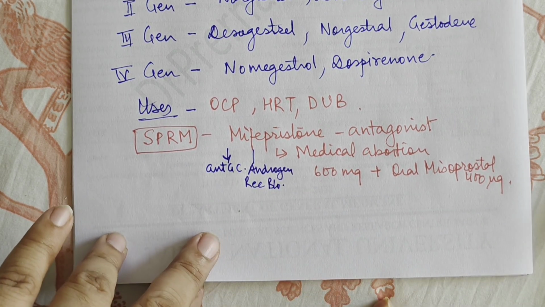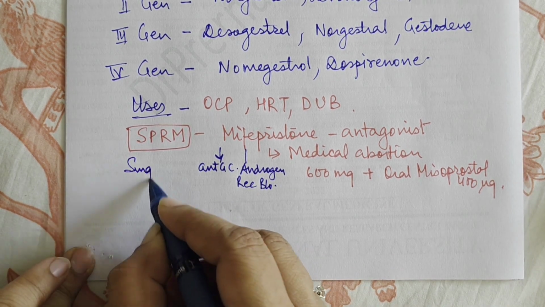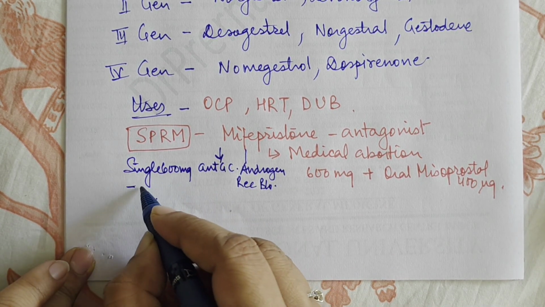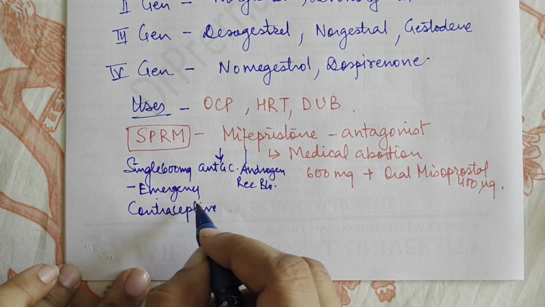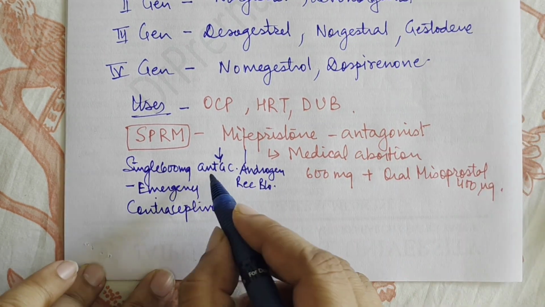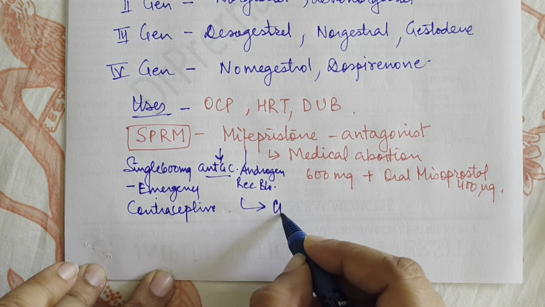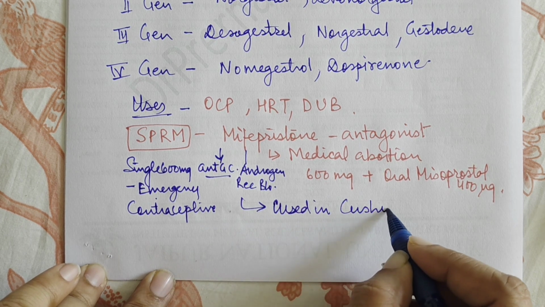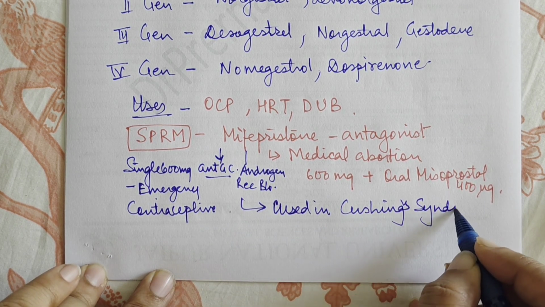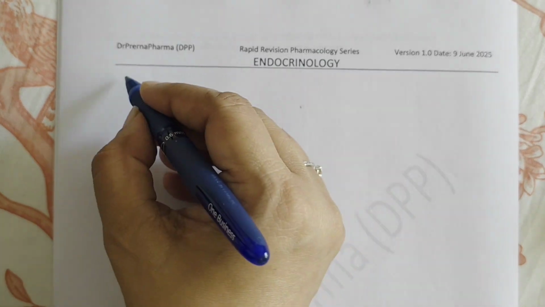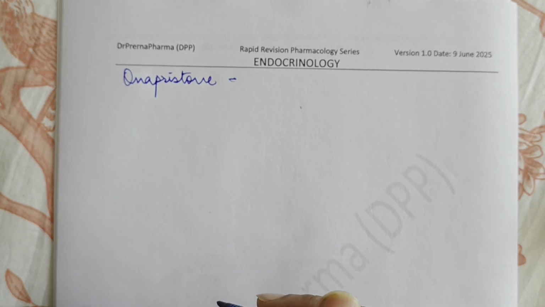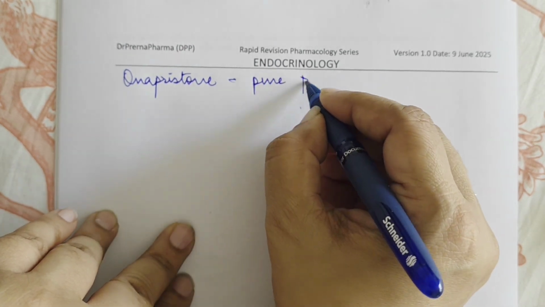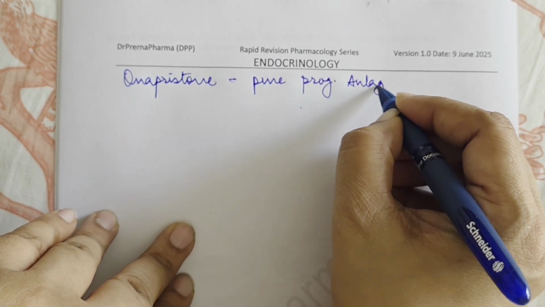A single 600 milligram dose is an effective emergency contraceptive also. Then, since it is anti-glucocorticoid, it can also be used in Cushing's syndrome. Then the next drug which we have is onapristone, right? Now this onapristone is a pure progesterone antagonist.